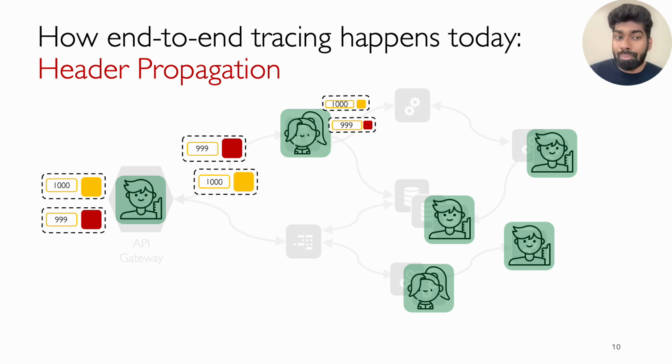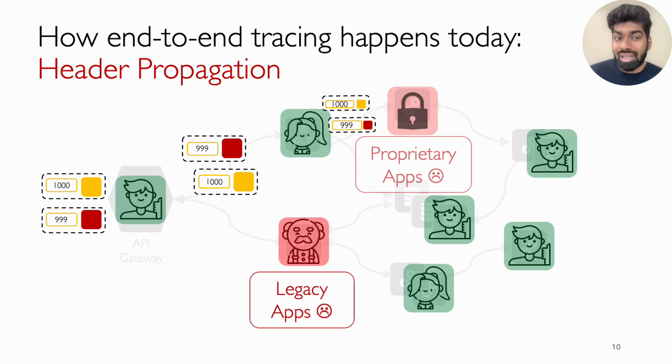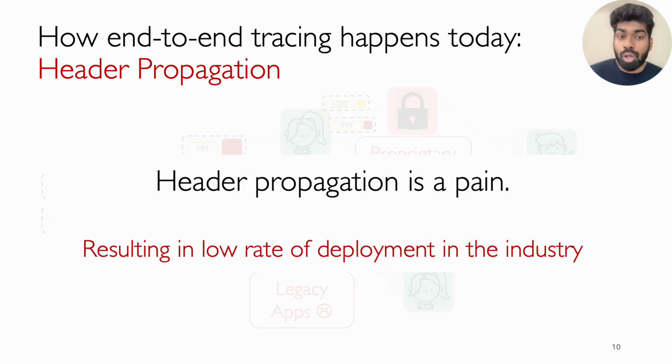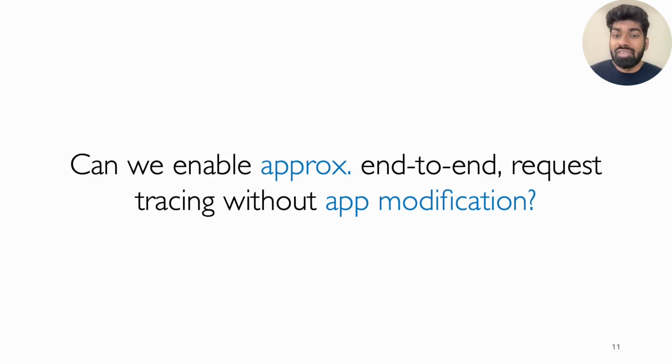And even when multiple applications can be modified, you still have others which are legacy or proprietary applications which are very hard to modify. For all these reasons, header propagation can be a pain, resulting in a low rate of deployment in the industry. So given how much of a pain header propagation is, we ask the question, can we enable approximate end-to-end request tracing without application modification?